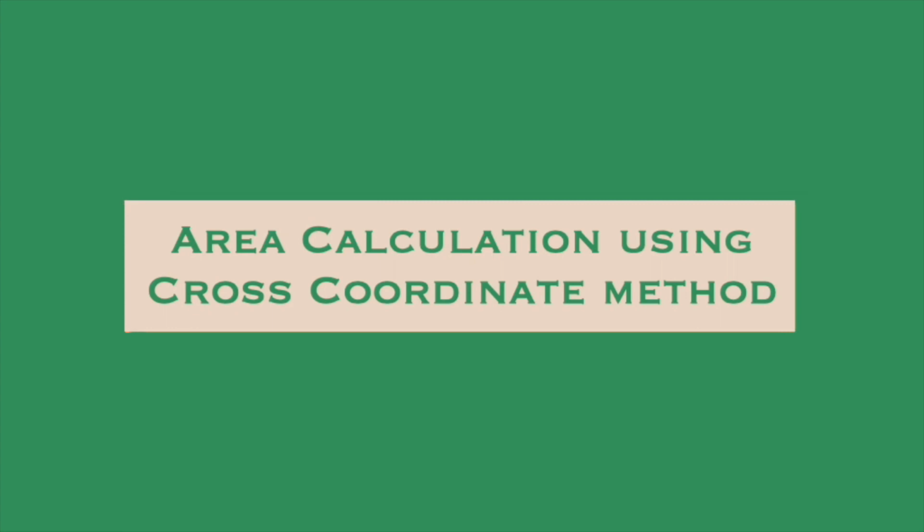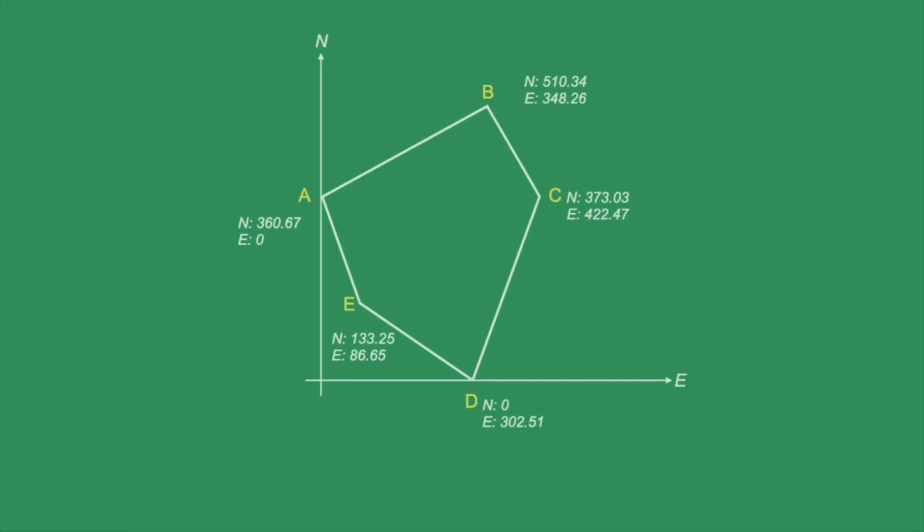Hello everyone! In this video I will show you how to calculate area within a closed polygon using the cross-coordinate method on Excel. Okay, let's see the example. Here we have a polygon with given coordinates. To find its area we will use the following equation.